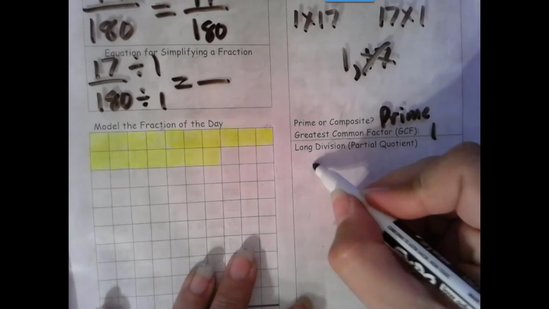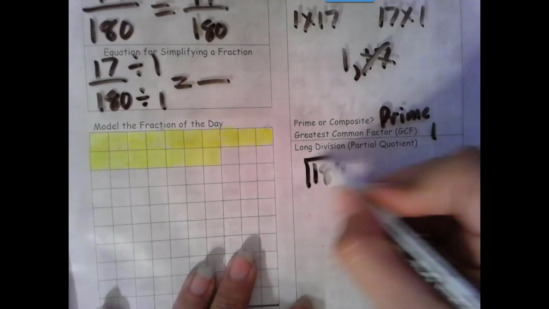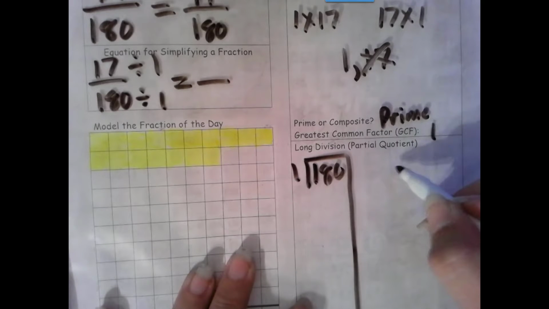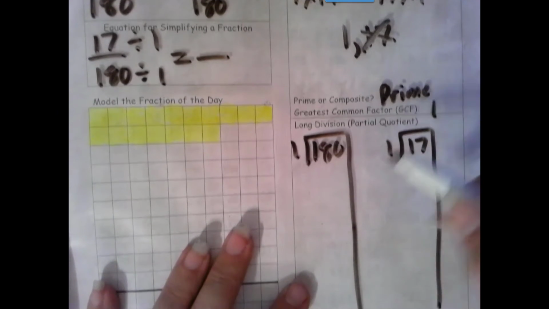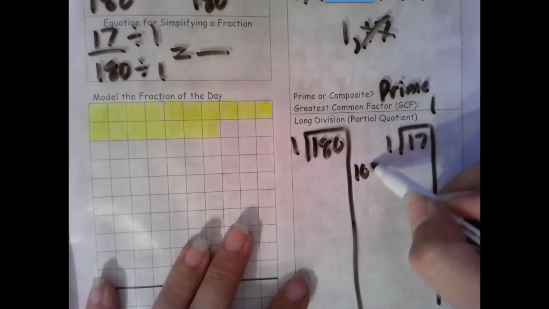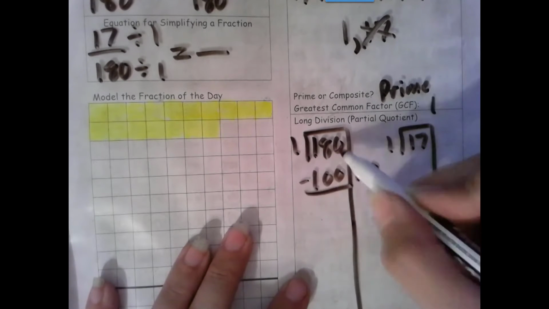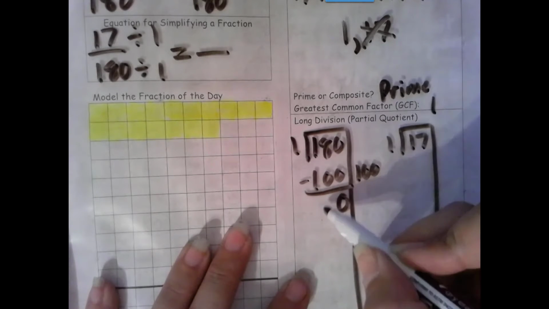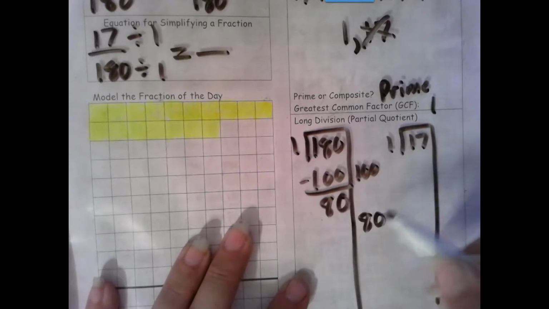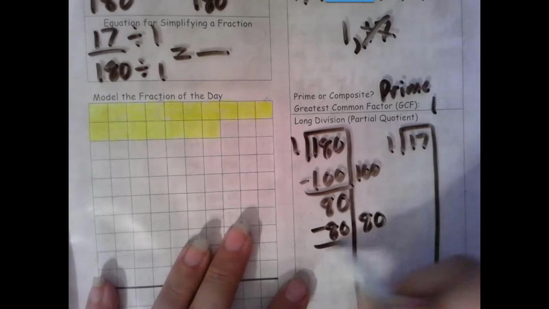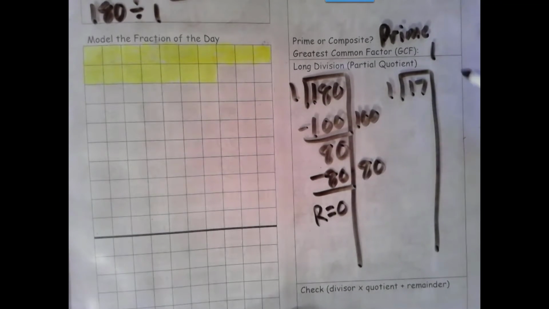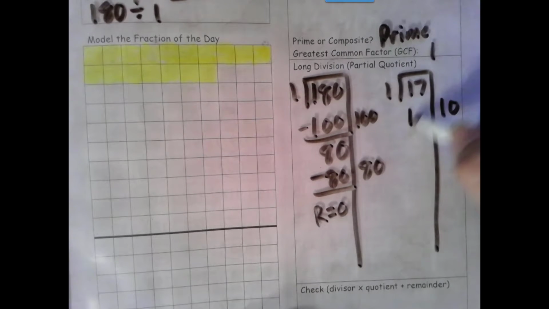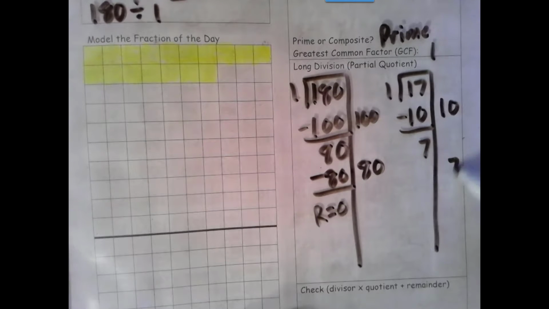Okay, so here we're dividing into groups of 1. One times 100 is 100. Numbers the same, 0 is a game, more on top, no need to stop. 8 times 1 is 8. 80 times 1 is 80. Numbers the same, 0 is a game, so our remainder is 0. 1 times 10 is 10. More on top, no need to stop. Numbers the same, 0 is a game.